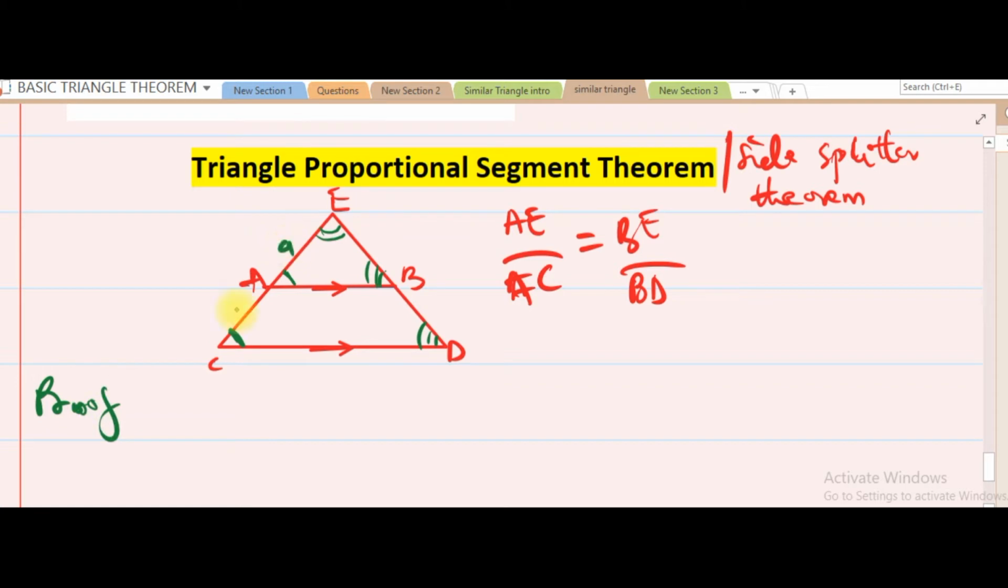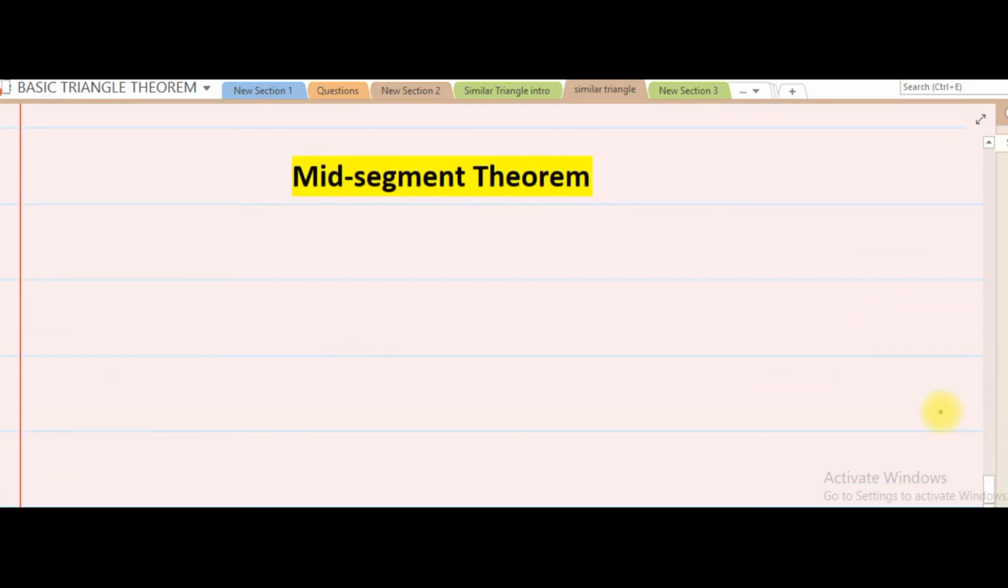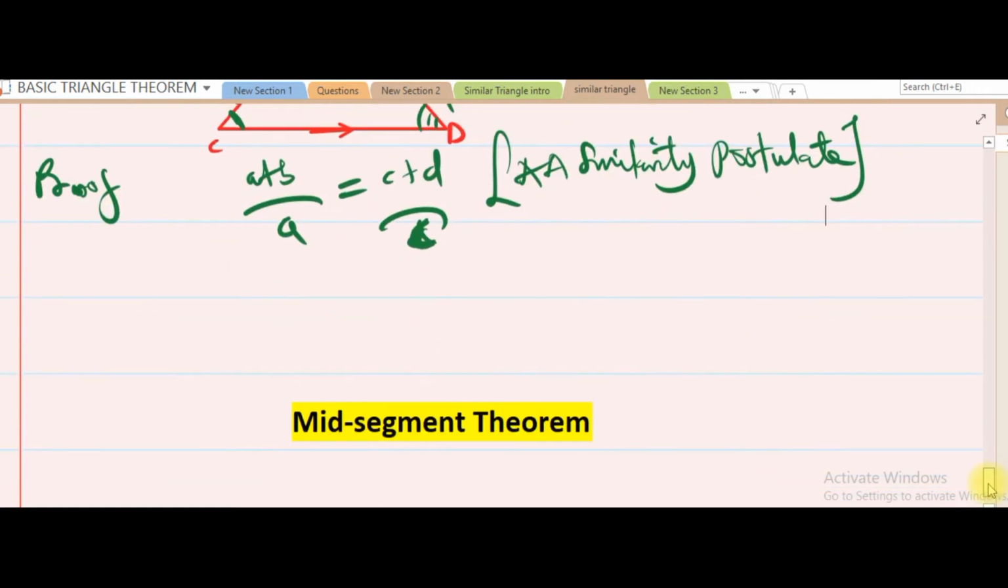So let's call here A, B, and here C, D. You notice that A plus B over A, because A plus B corresponds to A in the bigger triangle, equals C plus D over C. Because they are similar, it's by the angle similarity postulate.